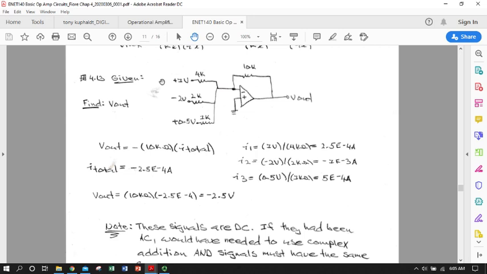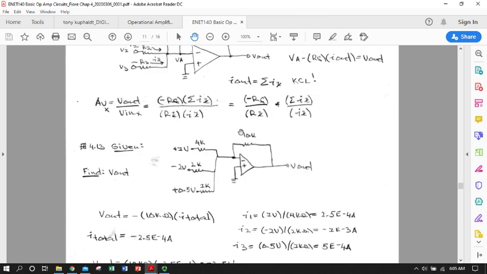Okay, so our example, we have a 1 volt input voltage signal, a -2 and a 0.5 positive. So these are all DC signals. We have a 4 kilo ohm resistor, a 2 kilo ohm resistor, and a 1 kilo ohm resistor on the input, and then a 10 kilo ohm feedback resistor. Somebody wants to know what the output voltage is.